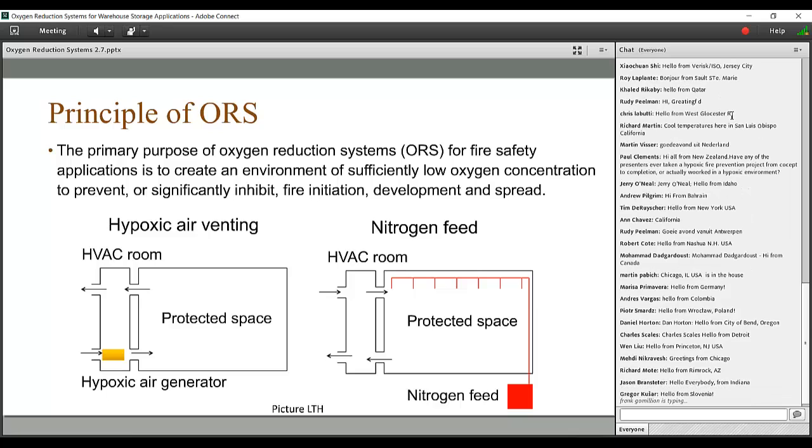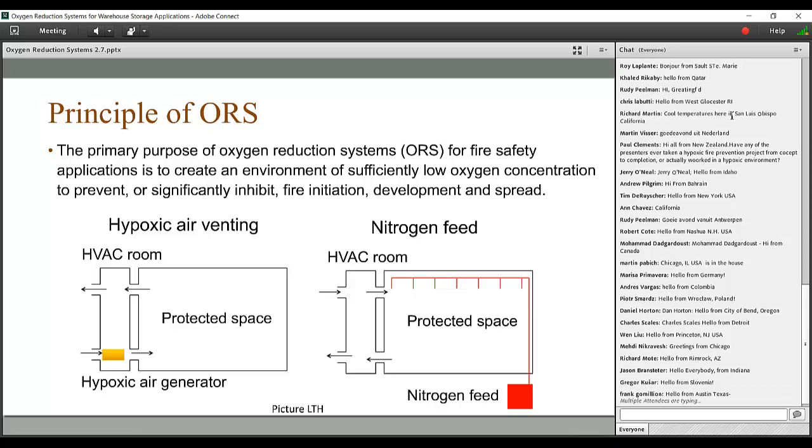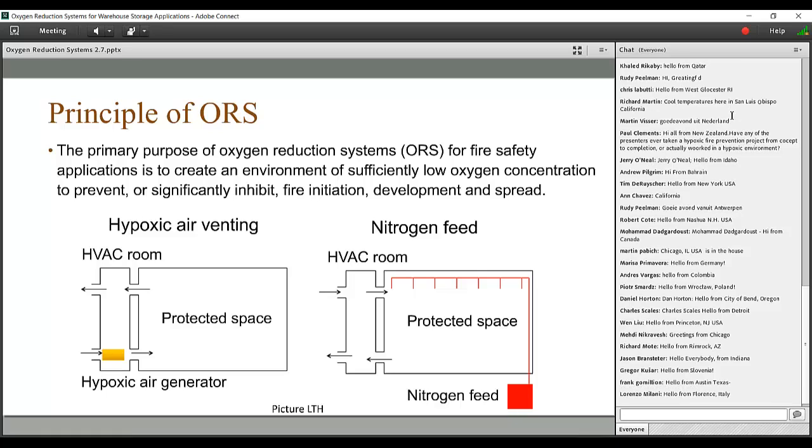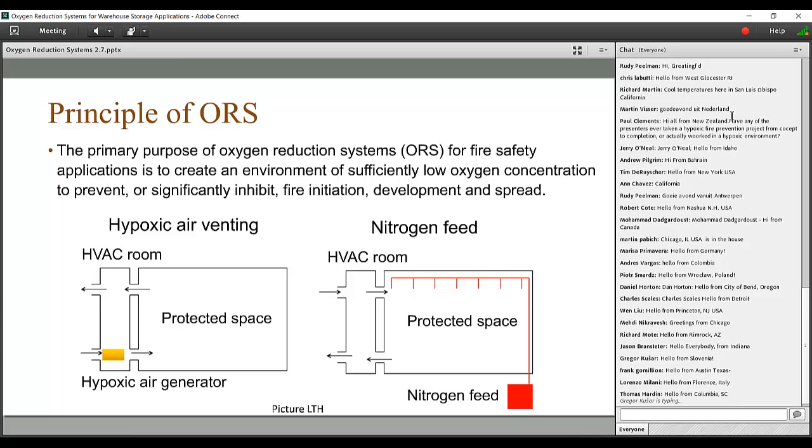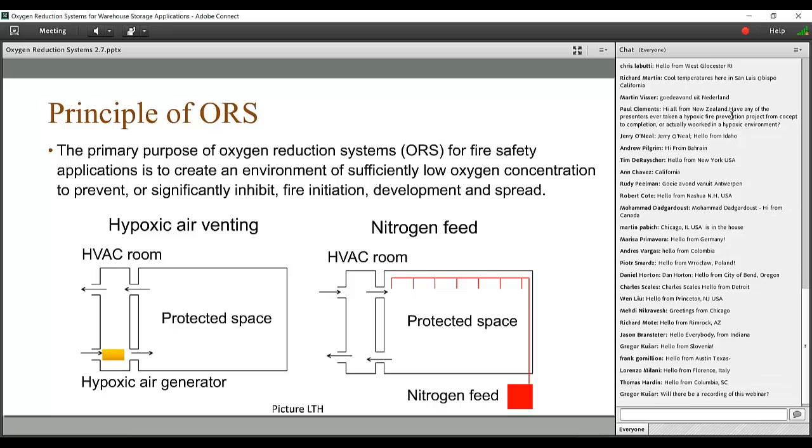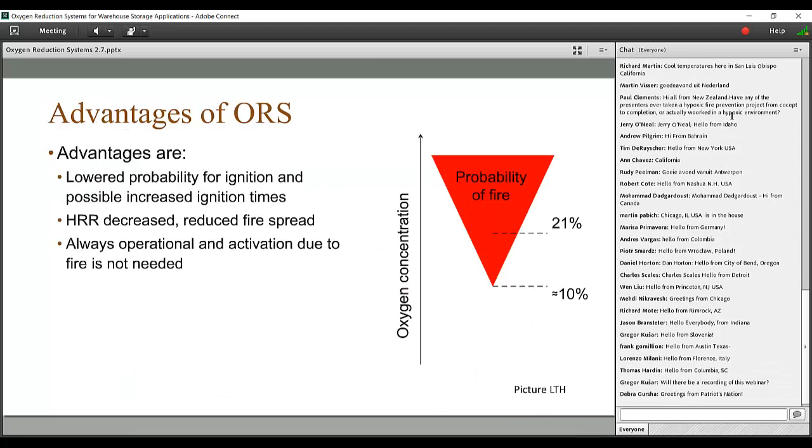So you either change the ventilation into a hypoxic environment or an oxygen-reduced environment by having this generator in the ventilation system, or you have a specific supply of nitrogen which then mixes with the rest of the normal incoming air. The advantage of an ORS is that you lower, of course, the probability for ignition and possible increased ignition times.